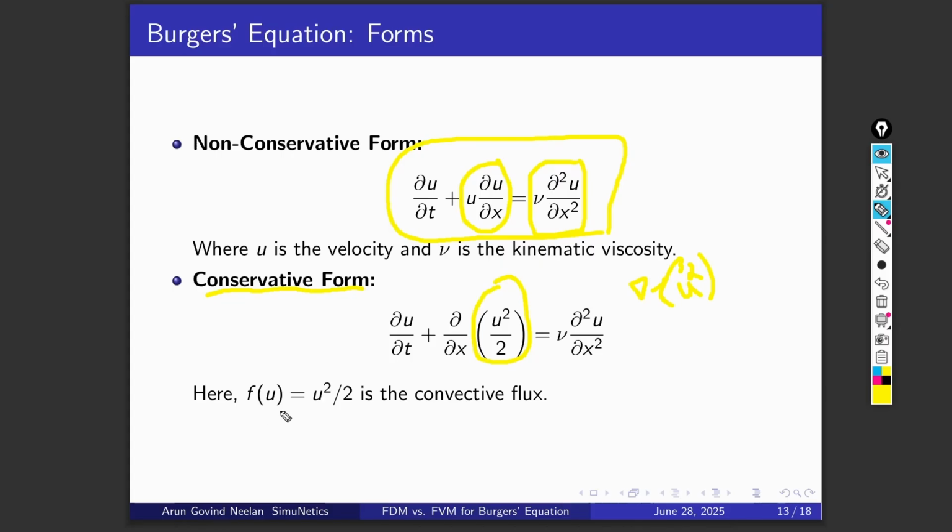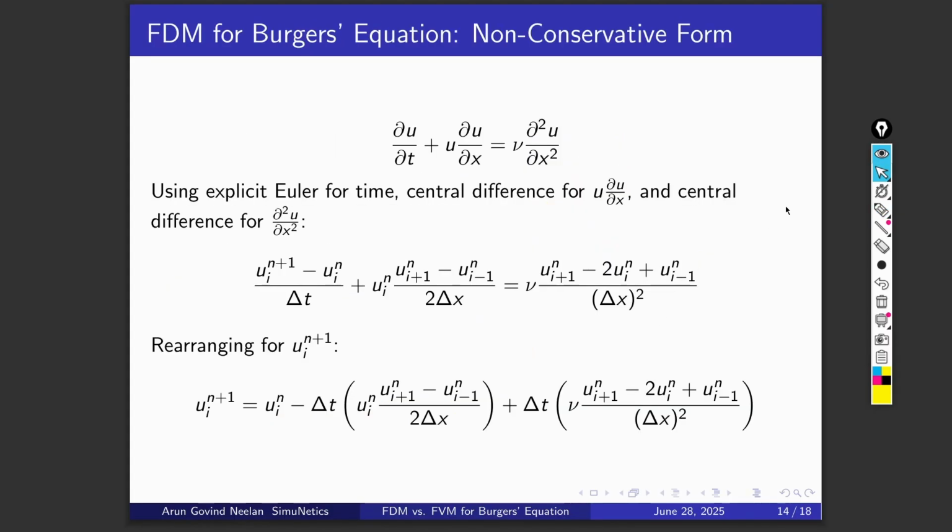So here this f of x is u square by 2. This is called a convective flux in Burgers equation. For the Euler equation, we'll have a different flux term. For dam break problems, we will have different flux terms. So now we shall see how to solve this problem using FDM.